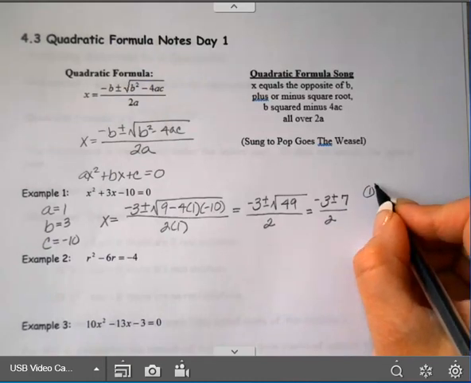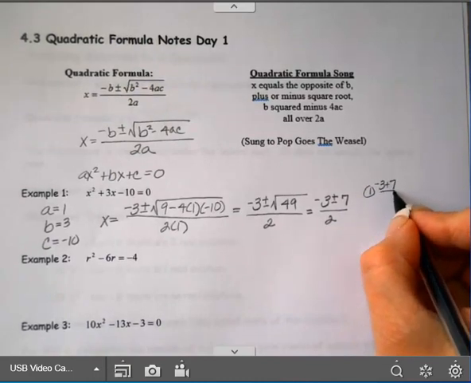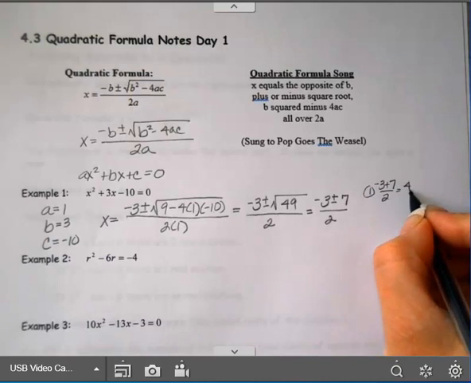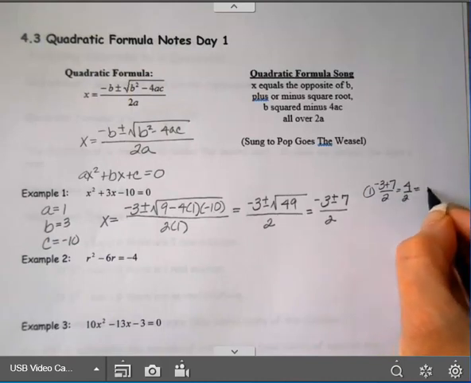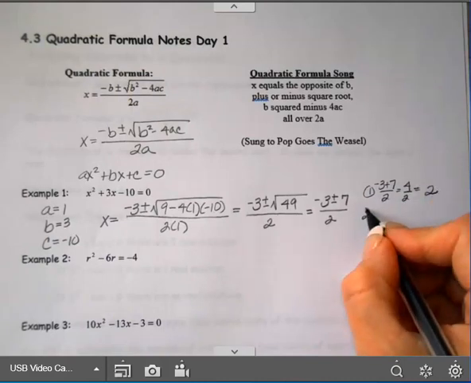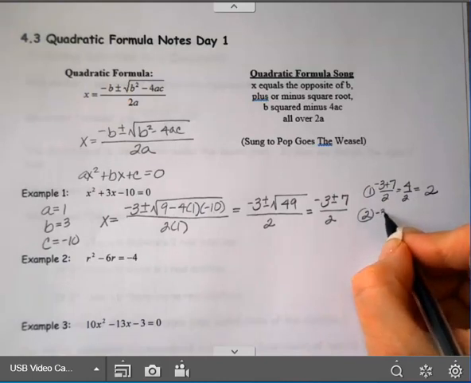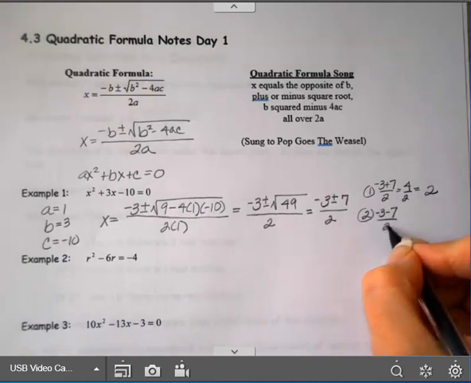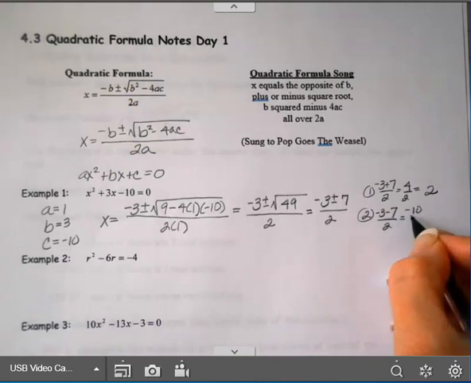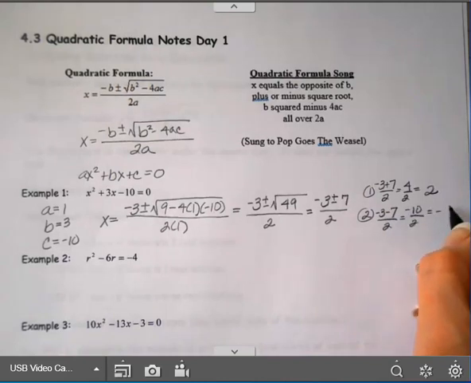My first one is negative 3 plus 7 over 2. So that's 4 over 2, which is 2. My second solution is negative 3 minus 7 over 2, which is negative 10 over 2, which gives me negative 5.